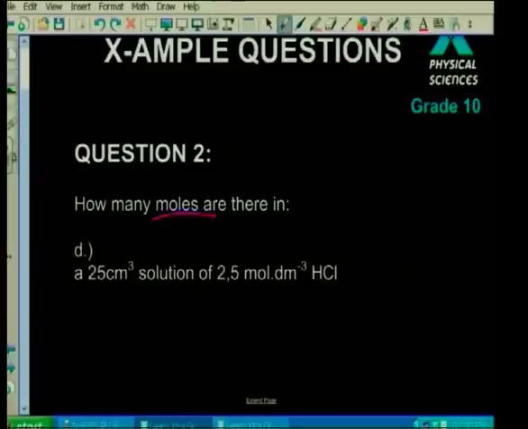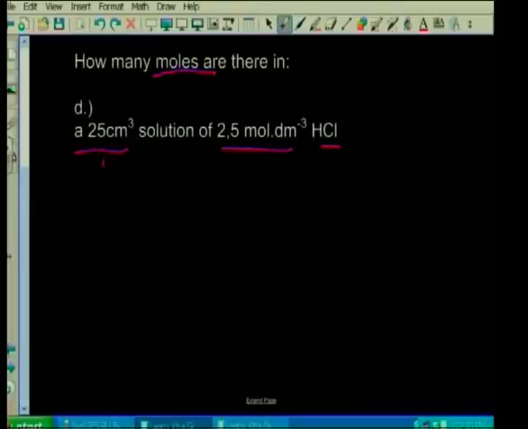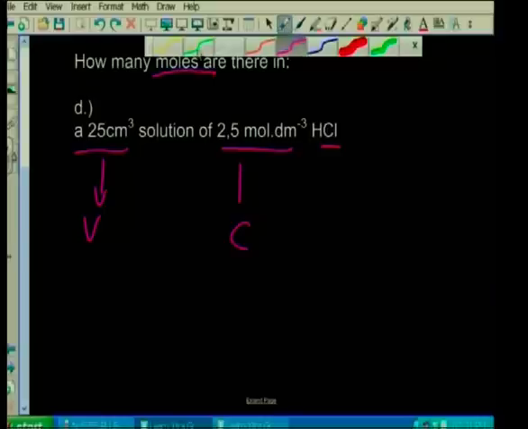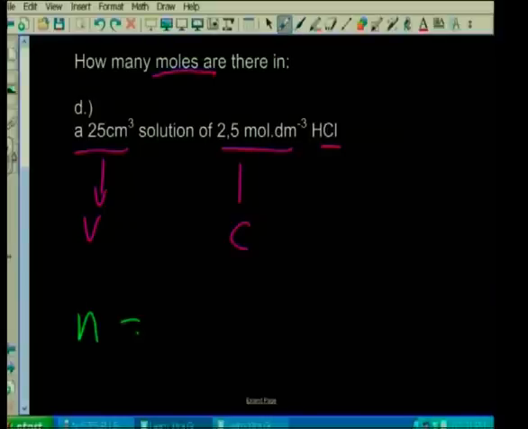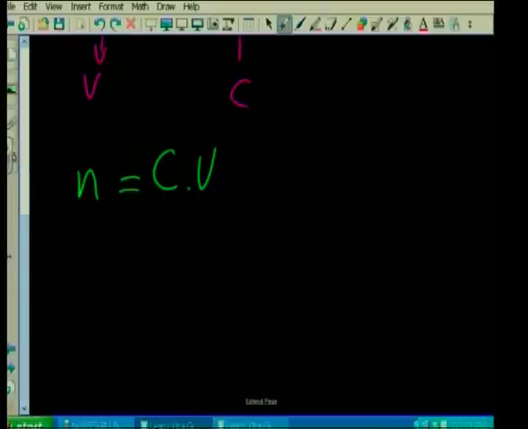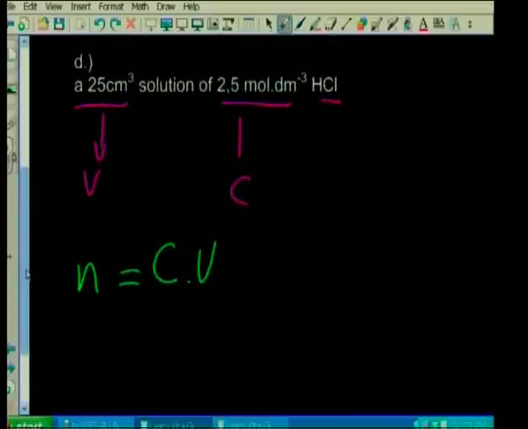How many moles are there in a 25 centimeter cubed solution of 2,5 moles per decimeter cubed of HCl? So what have we been given? We've been given the volume, and we've been given the concentration. Remember what I've just said? If we want to work out the number of moles, it is equal to the concentration times the volume. But we must make sure that the volume is in decimeters cubed.